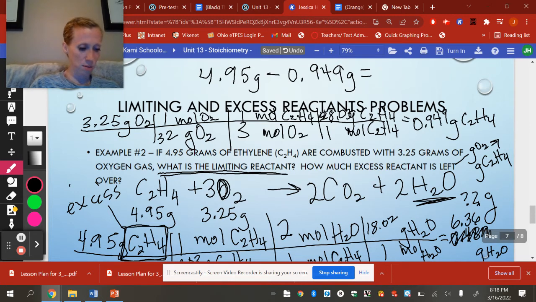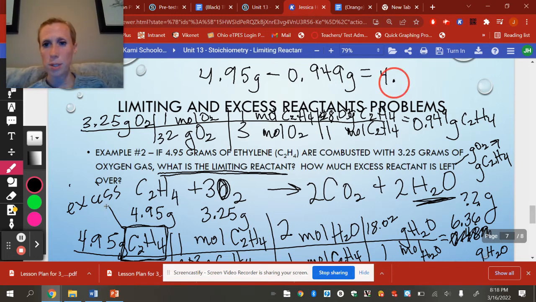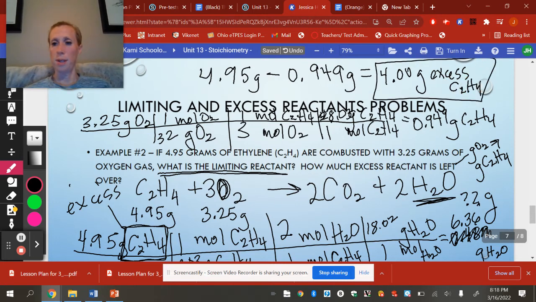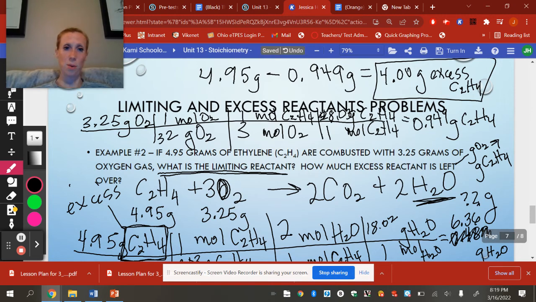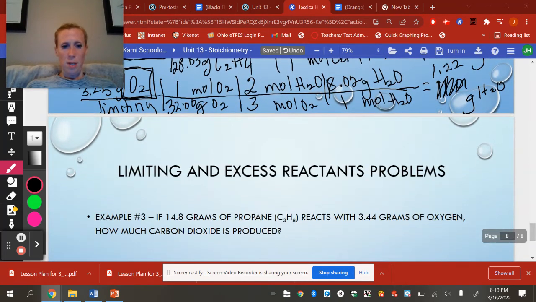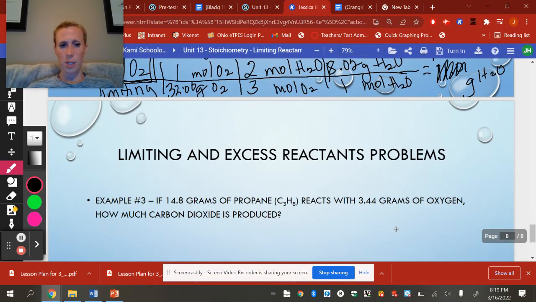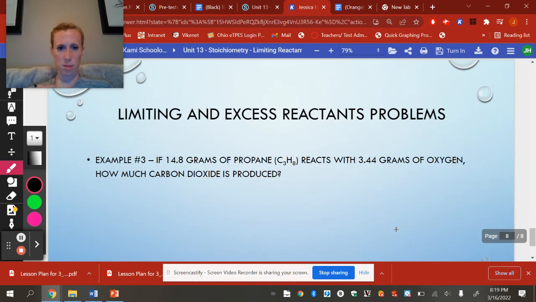So 4.95 minus 0.949. So we have 4.00 grams of excess C2H4. That's a lot of excess. We barely used any at all. Okay? That answers the question. If you need a third example, you can go ahead and work through this as a third example, but you're going to get practice in a little bit.